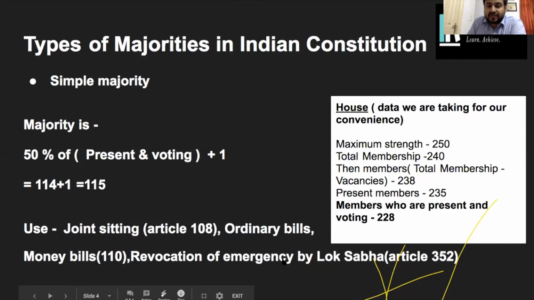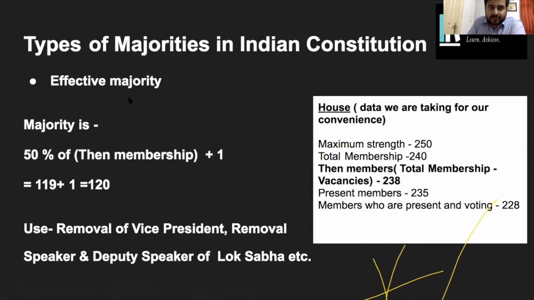प्लस रिवोकेशन ऑफ इमरजेंसी बाय लोकसभा अंडर आर्टिकल 352, वहां पर भी सिंपल मेजोरिटी प्रोवाइड की गई है थ्रू 44th कॉन्स्टिट्यूशनल अमेंडमेंट एक्ट 1978. इज इट क्लियर? नाउ लेट अस गो टू अनदर मेजोरिटी, that is the effective majority.